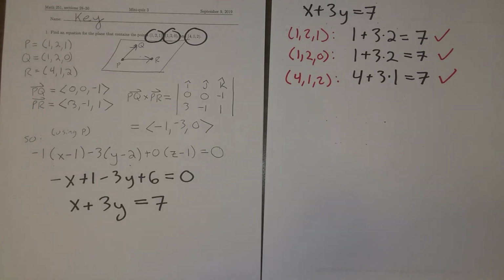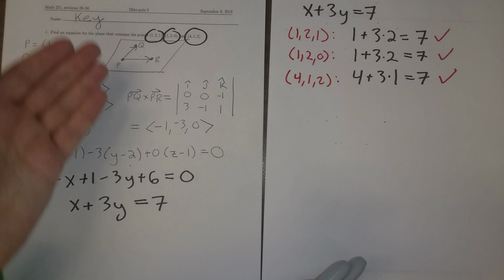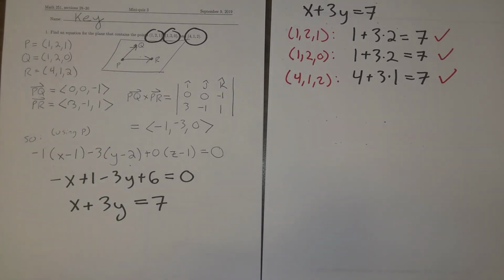If we hadn't gotten 7, if we had gotten 8 or something like that, that would very strongly suggest that something has gone wrong here, and once again, we should go back to our work to double check it.